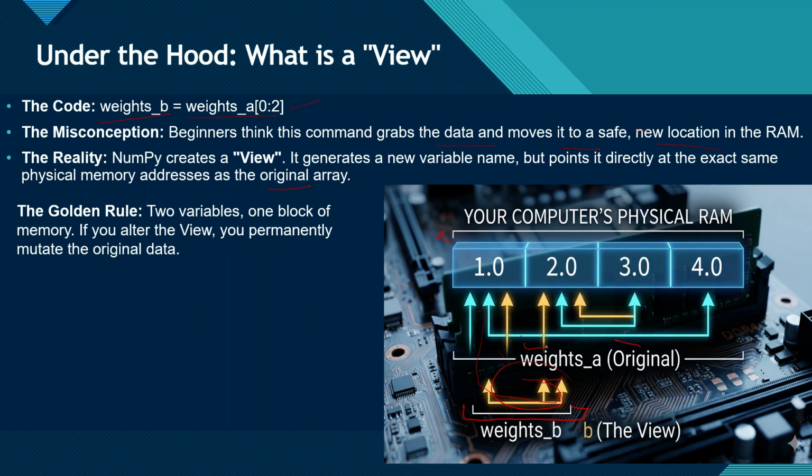If we have array A and we create a slice like this, and we modify anything, like if I modify weights_v[0], it will override this value. If I put in any value, like 2 or 5, the base value also will change. So the golden rule: two variables, one block of memory. If you alter the view, you permanently mutate the original data.